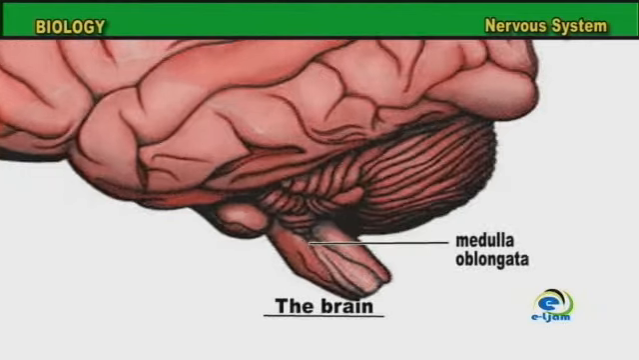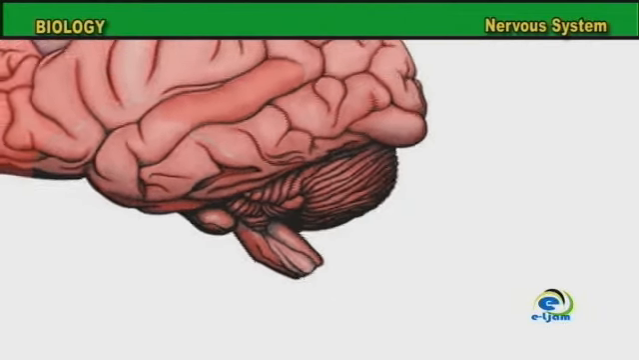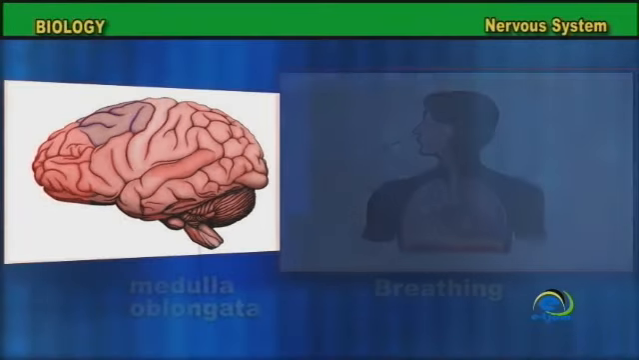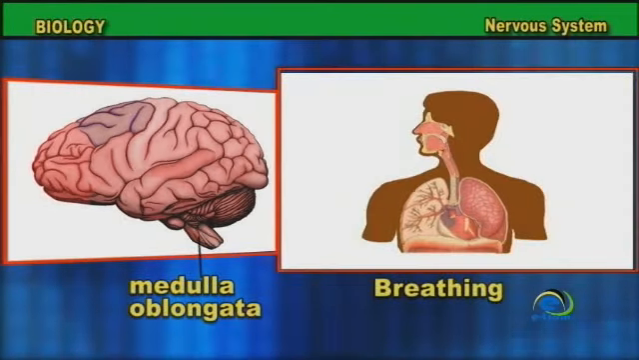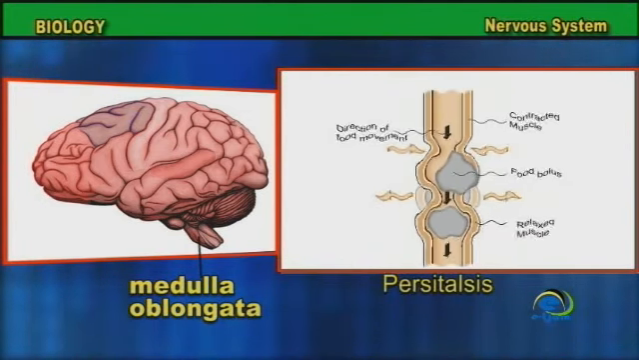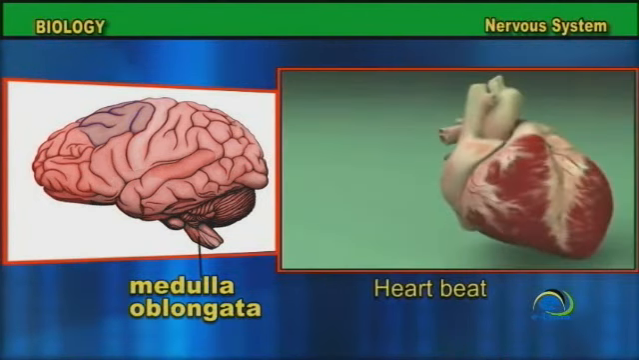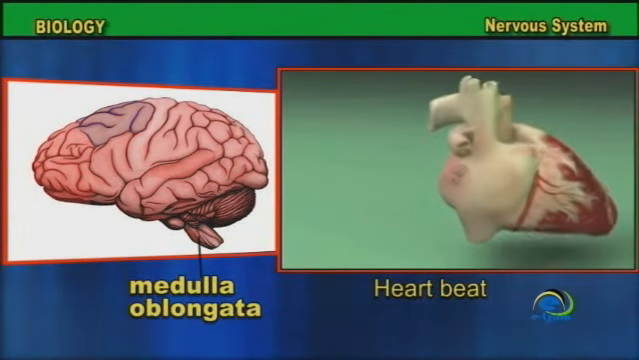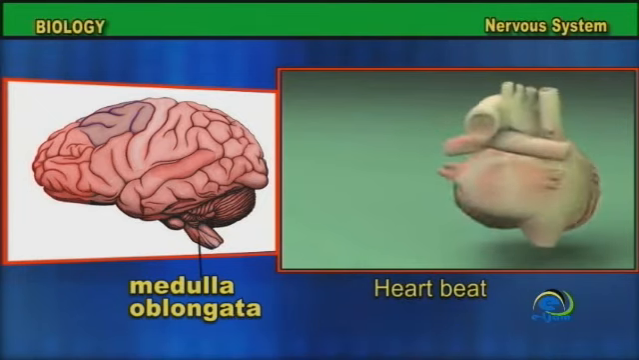The medulla oblongata is also known as the brain stem. It is concerned with involuntary actions such as breathing, peristalsis, heartbeat, and blood pressure.